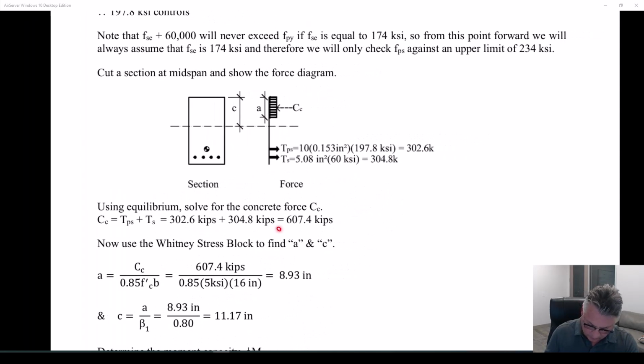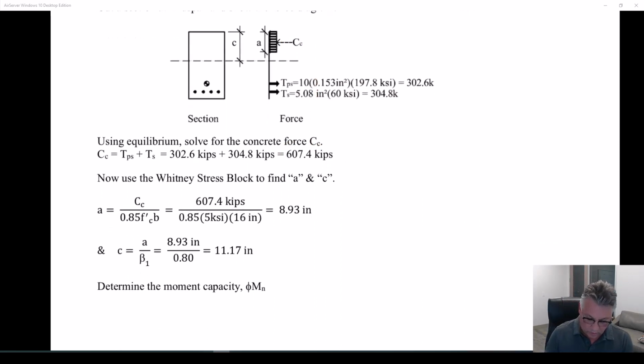So for equilibrium, we know that concrete force is 607.4 kips. What we don't know is where that compressive force is acting. That's why we need this stuff. That's why we need to rewrite this force in terms of 0.85 f'c a b.